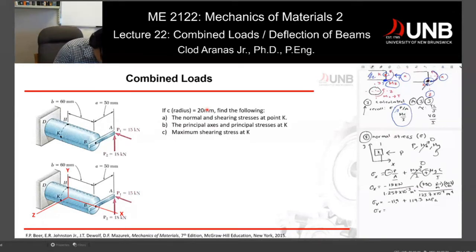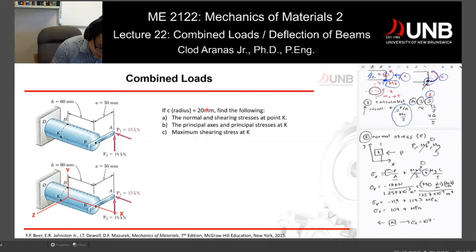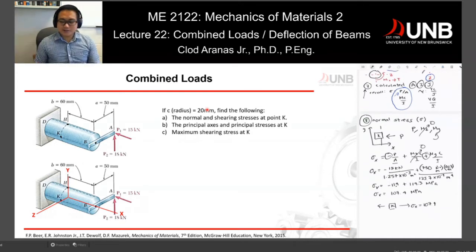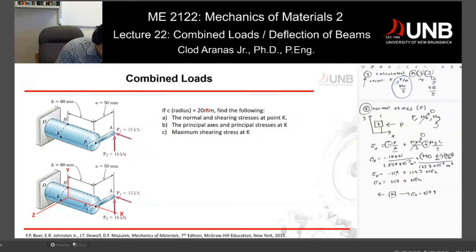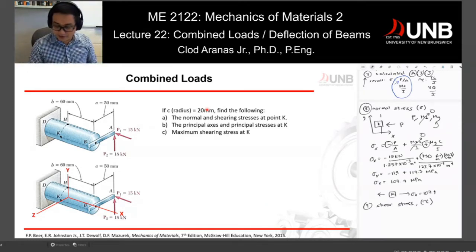And that gives you a sigma x value, which is positive 107.4 megapascals. So which means in this particular case, I have a tensile force along my X. So I have sigma X, which is equal to 107.4. But that's normal stress. We have to calculate for our shear stress as well. So shear stress, and this one becomes a little bit more complex, not much.